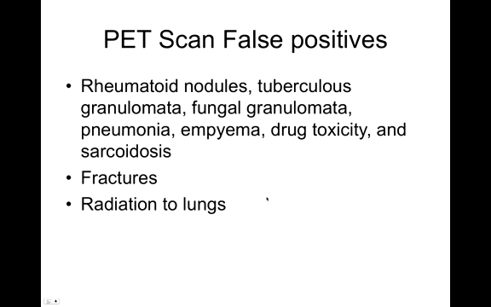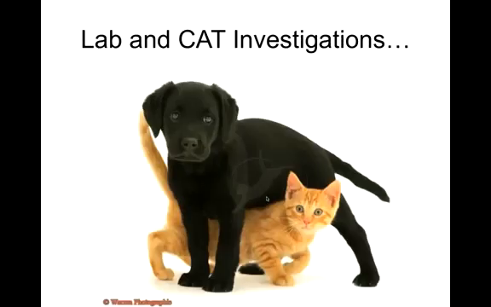There are false positives that are related to it, but again, it gives you one more imaging to help you make the diagnosis. So it increases in rheumatoid arthritis, tuberculosis, fungal infections, pneumonia. Empyema is a localized infection, an abscess in the lung. Also drug toxicity and sarcoidosis. Fractures will increase it. Even osteoarthritis can show an increase there. Radiation to the lungs.